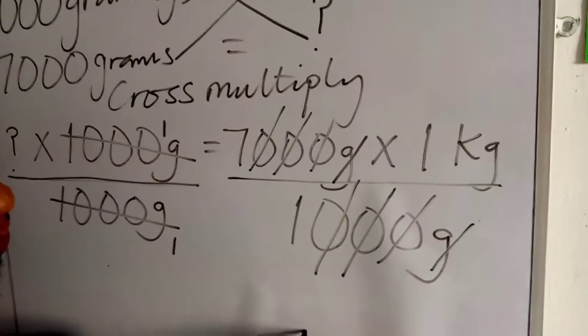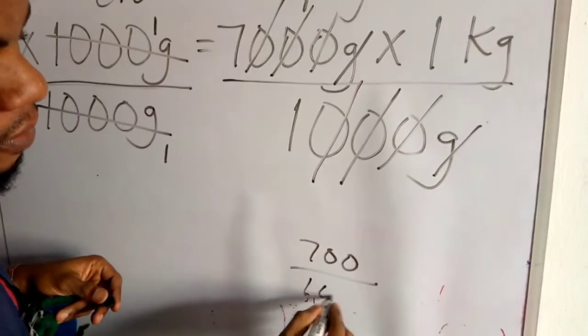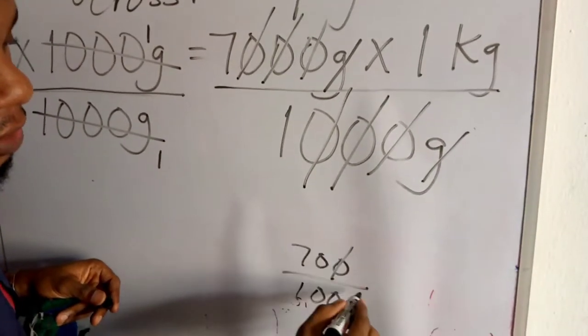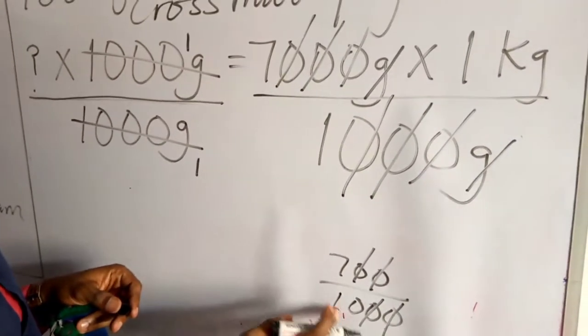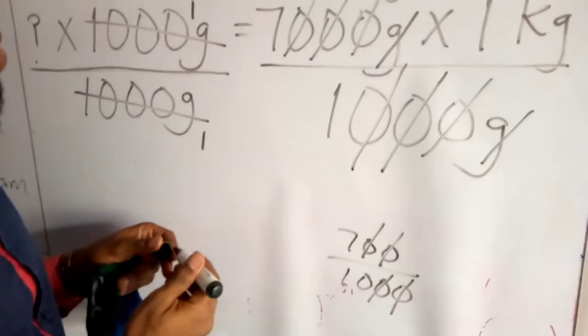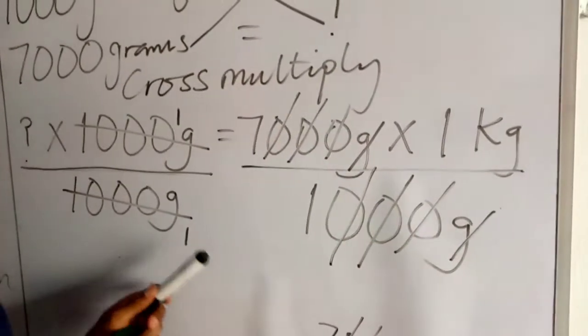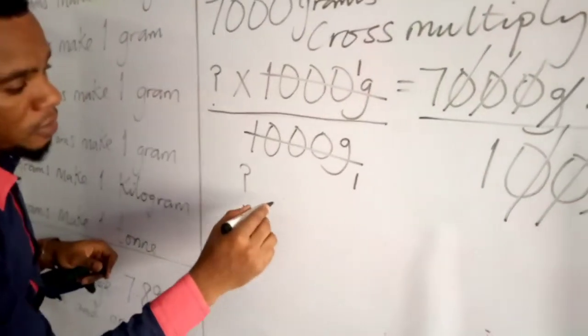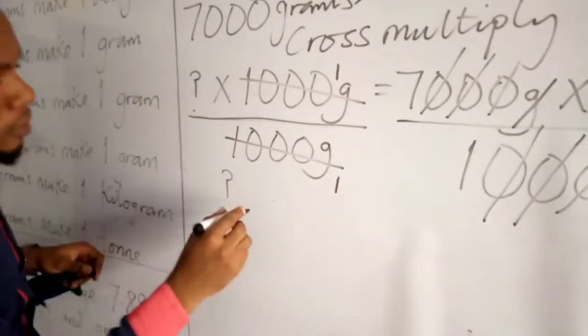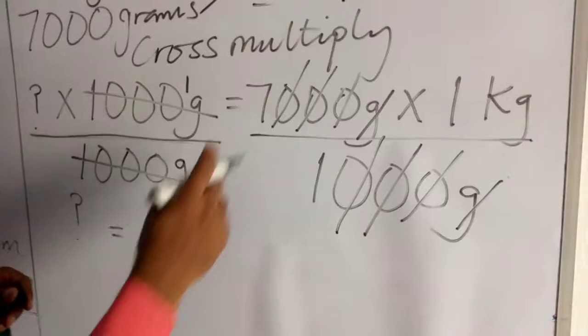Please, if you have 2 zeros up and 3 zeros down, you can only cross just 2 because we don't have more zeros here. So take note, you'll be left with 7 and 10. But here we have 3 zeros, so they can all go. So let's go to the next part. We have question mark, which is left here, is equal to, what is left here?